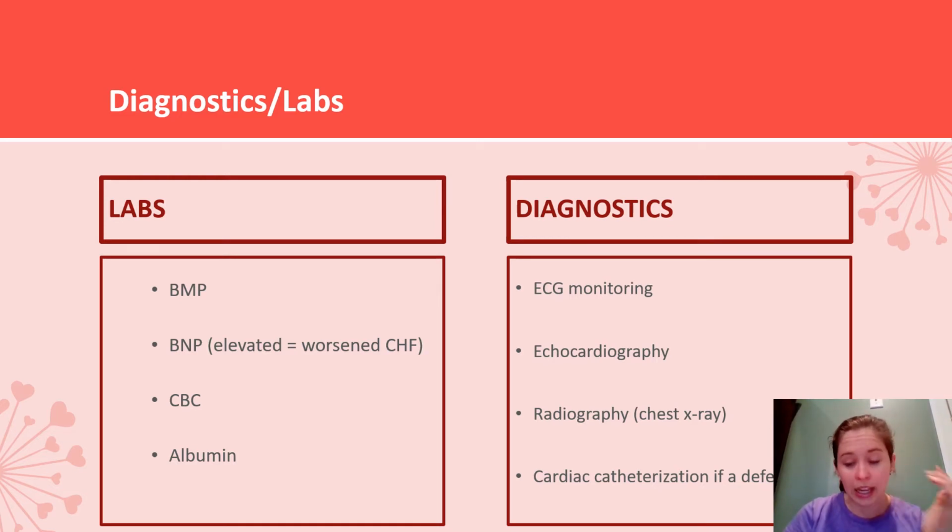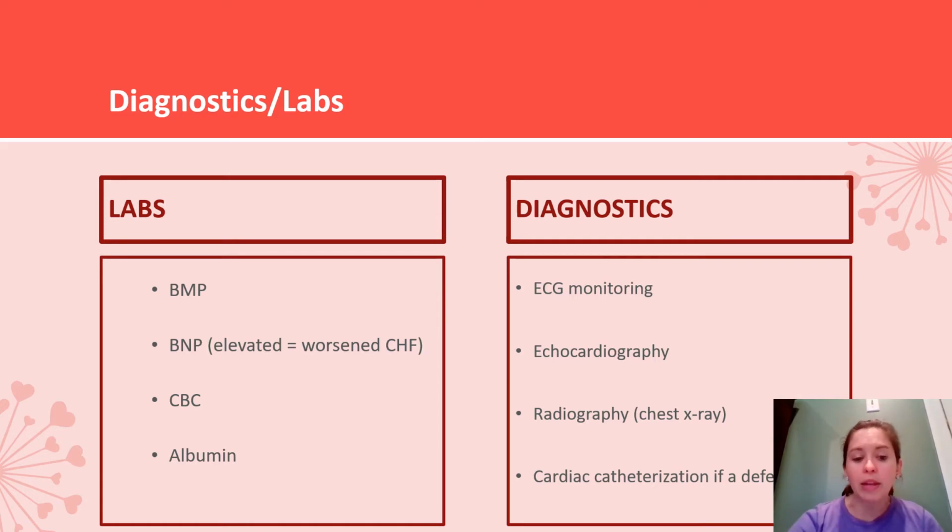We also might get a CBC to check for signs of infection and to check their hemoglobin and hematocrit to make sure that they are still able to produce from their kidneys the erythropoietin to then stimulate the bone marrow to create red blood cells. And remember, if the kidneys are not perfusing correctly, they're not going to work correctly, which means they might not be secreting that erythropoietin hormone correctly. So we're high risk for anemia in these patients as well.